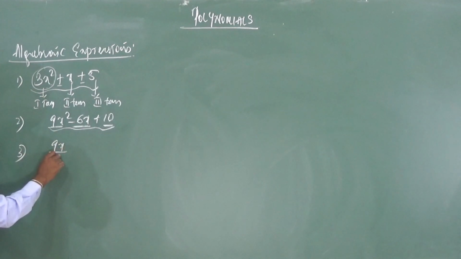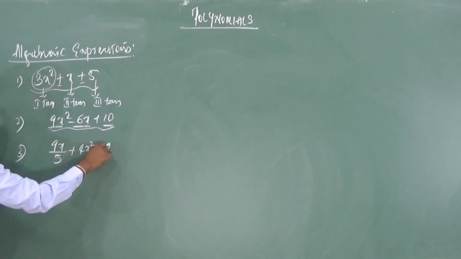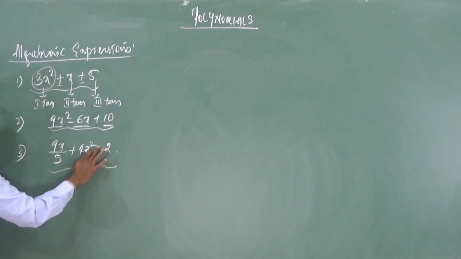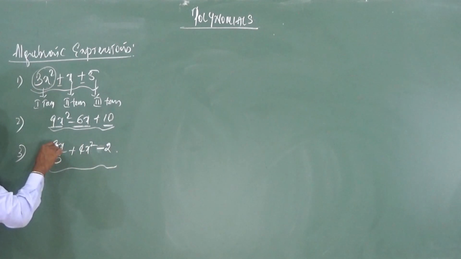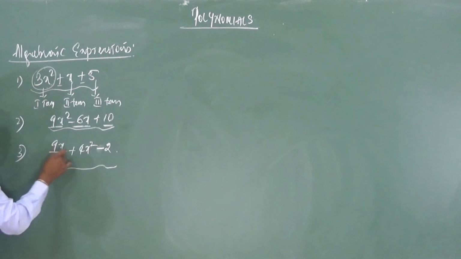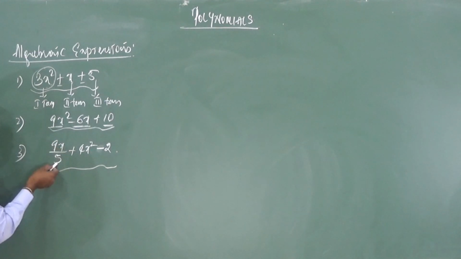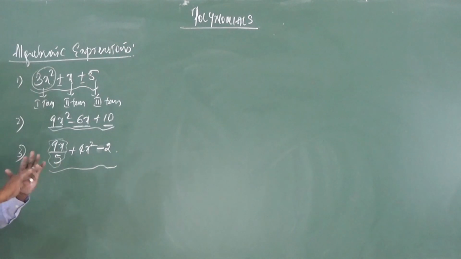9x by 5 plus 4x square plus 2. So this is again an algebraic expression. Here 9x is divided by 5, right? When 5 divides 9x, the quotient we get can be written here. So that becomes a single term. When you divide a term by another term, then the entire quotient is considered to be a single term itself. So 9x is not a different term and 5 is not a different term. We should not consider it like that.